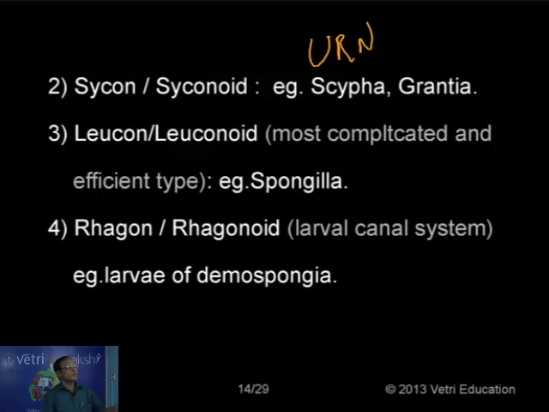Then the last one, the Rhagon or Rhagonoid type. It is found only in the larvae of some animal groups, those which belong to class Demospongiae, which includes the bath sponge, Spongilla, and so on. It is found only in the larval stages, hence called the larval canal system.